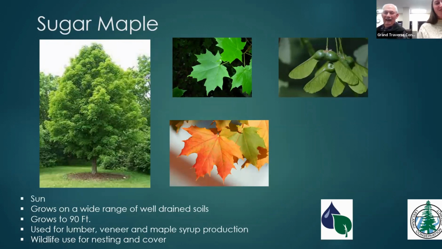Sugar maple is next. And this wood is a little bit harder. I used to tap trees for maple syrup, and I'm very fond of maples. It grows in a wide range of soils, and it grows up to 90 feet. There's one on some family property that I believe is around 160 years old. Again, it's used for lumber. It's good for wildlife, for nesting and cover. They're a very long-lived tree, and they have beautiful foliage in the fall, just like the other maple.